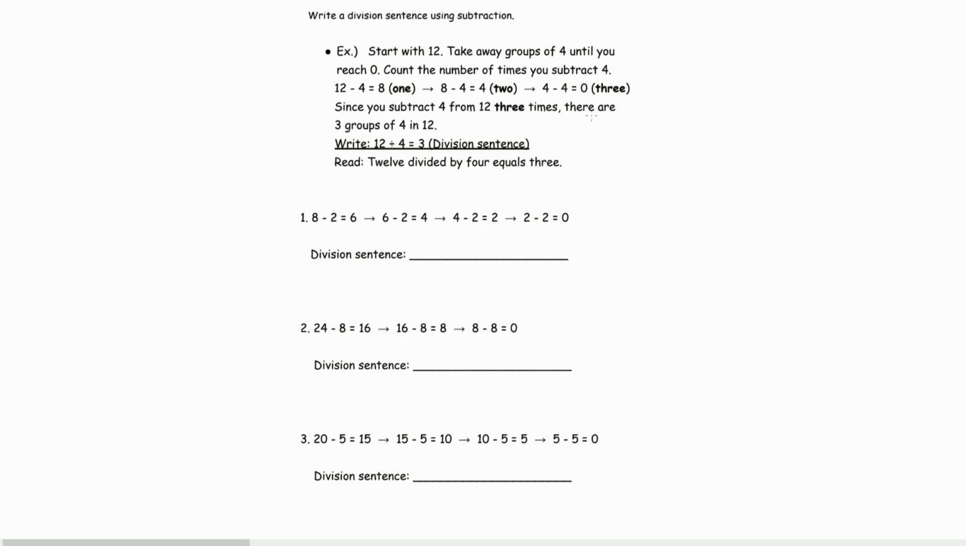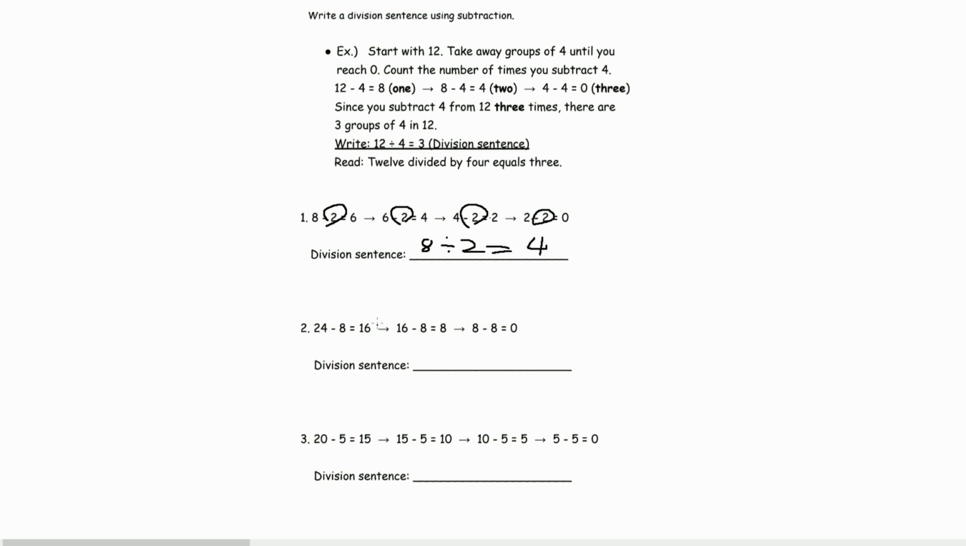Write a division sentence using subtraction. Okay, so we're going to divide this, but by subtraction. So the number we're starting off with is 8, and then the divisor is 2. If you see the pattern, we're subtracting by 2. Divided by 2, and let's count how many times we subtracted by 2. 1, 2, 3, 4. That would be 4.